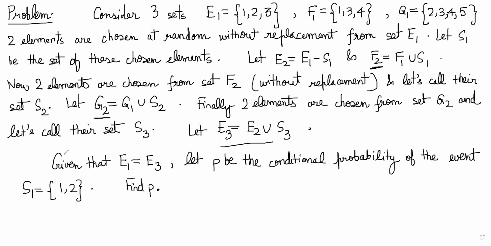Now, the question is, given that E1 is equal to E3, E1 was this original set, and E3 is what you got here after doing all these steps, right? Given that E1 and E3 are identical sets, let P be the conditional probability of the event that S1 was {1, 2}. So in the beginning, when you chose the S1 set, two out of these three, that could have been {1, 2} or {1, 3} or {2, 3}. So the conditional probability of the event that initial set S1 was {1, 2}, we have to find. What is the condition that is given to us? This, given that E1 is equal to E3, right? So we have to find this probability P.